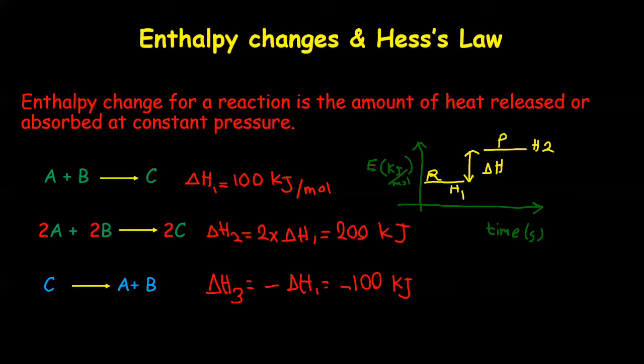Why am I using H or enthalpy? Because I consider my reaction is at constant pressure. So energy of reactant H1, energy of product H2, and delta H is actually H2 minus H1. Because H2 is larger than H1, delta H is larger than 0. And this reaction is endothermic.